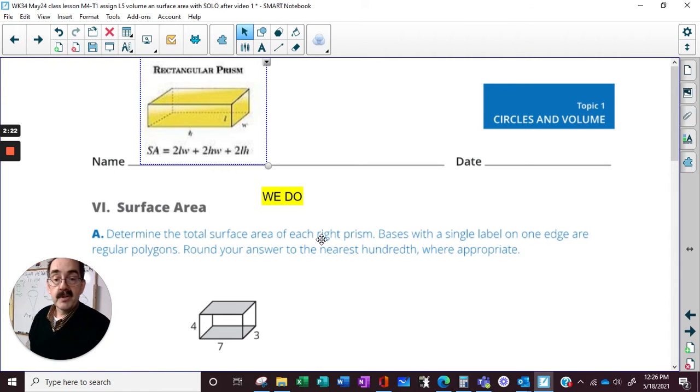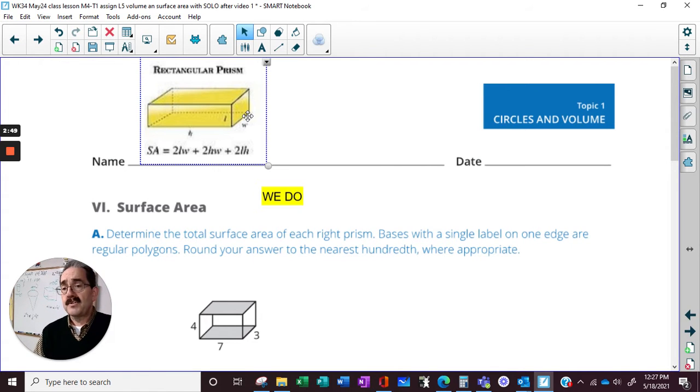Determine the total surface area of the right prism. Now, isn't that a fancy term for a cube, for a box, for a tissue, right? Just take some sort of a box. They call it a right prism. See? Math is fun until you get the vocabulary involved. Okay. Well, we know how to do this. Be sure to label the single label on each side, the regular polygons.